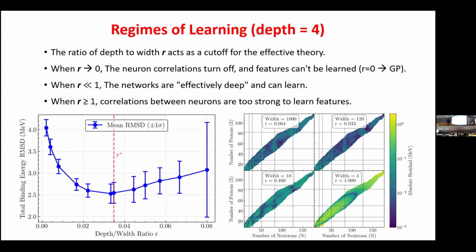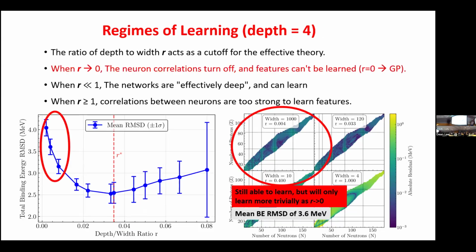And then we looked at different regimes of learning. On this right side here, we have plots of binding energies, residuals that we learned. And over here is a plot of the root mean square deviation with experiment for our binding energy networks at various values of the ratio of depth to width.